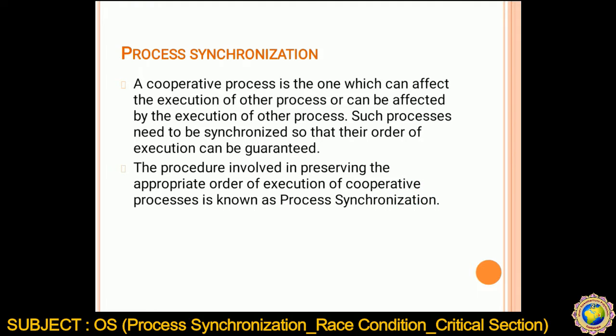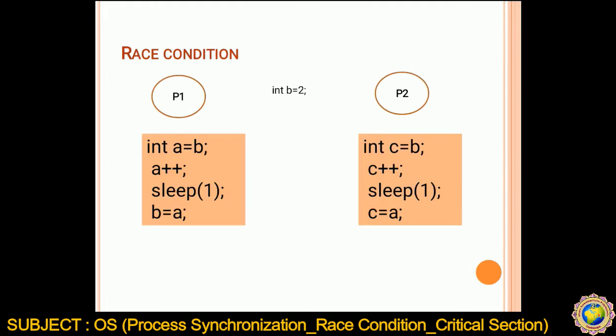Let's see some problems which arise in interprocess communication, and the solutions. We have already seen this, but this is how a race condition arises. P1 and P2 processes are there, and we are given some code segments. For example, P1 started the execution. Here B is a shared variable, and we have defined the value of B as 2.